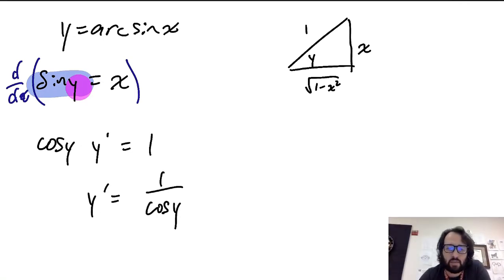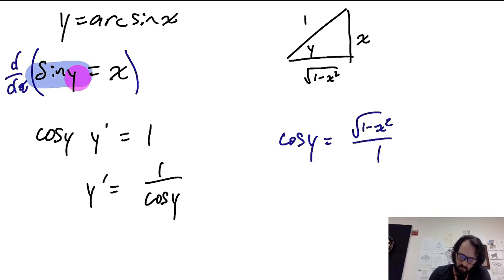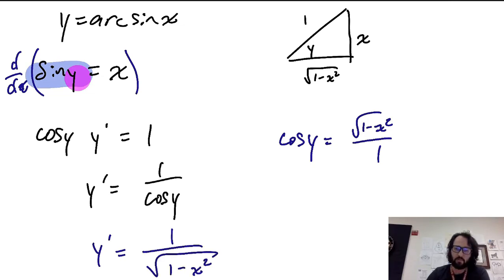So here's where the triangle comes into play, right? I know how my triangle is labeled here, but I do not know what cosine of y is. However, I do know that cosine is adjacent over hypotenuse, so if I go from y and do the adjacent over the hypotenuse, then cosine of y is the square root of 1 minus x squared over 1. Right? Cosine y, adjacent over hypotenuse. So then y prime, my derivative, is 1 over the square root of 1 minus x squared. And that's it. That's the derivative of arc sine of x.